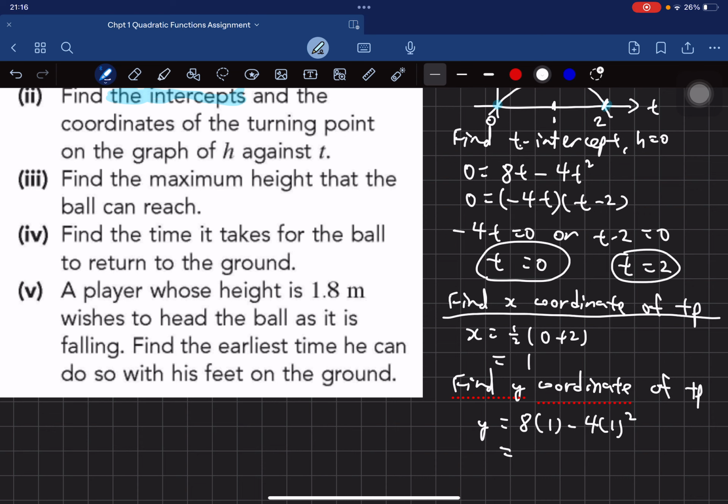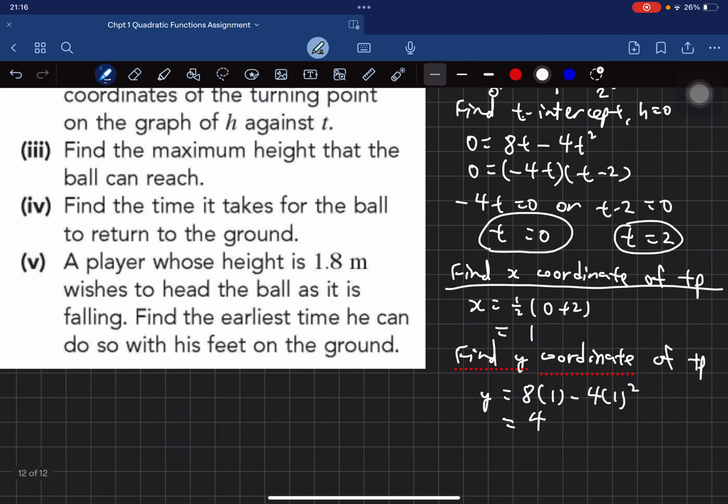So I have 8 minus 4, so 4. So the turning point equals 1 comma 4. Okay, so that's for part 2. Part 3, we are asked to find the maximum height. So for maximum height, we will have to use completing the square, because completing the square is the only way to find the maximum or minimum height.